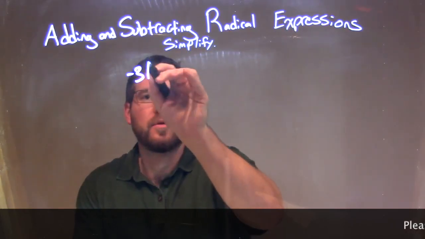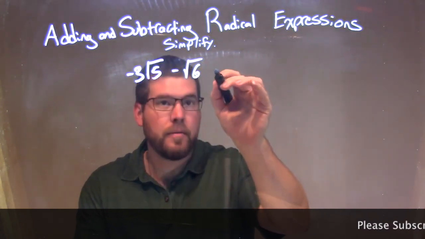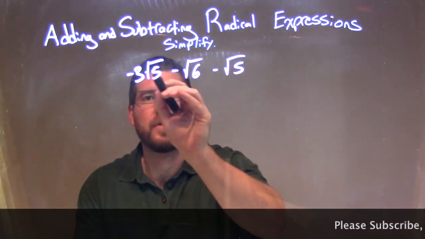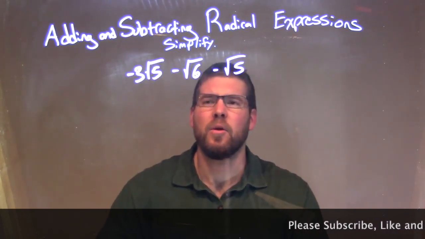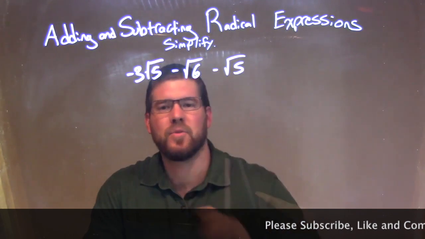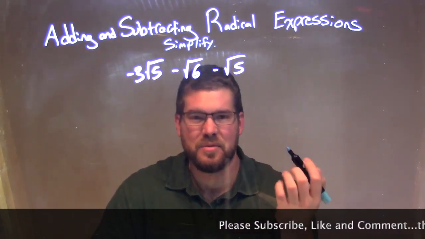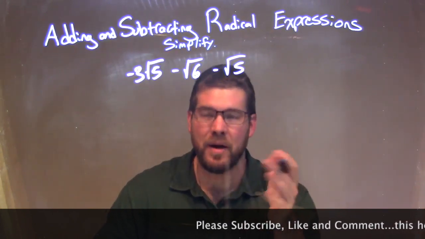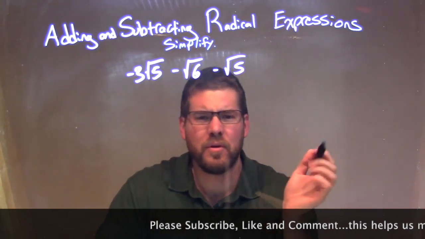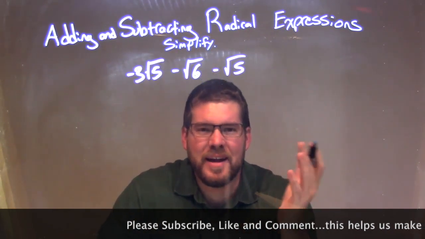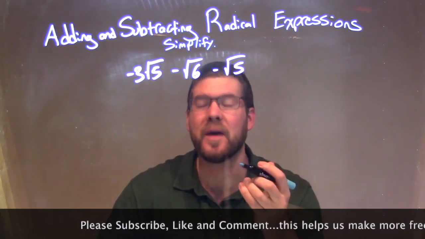Negative 3 times the square root of 5 minus the square root of 6 minus the square root of 5. Well, normally first I try to see, can I break down any of these square roots? The only one I'm maybe thinking about is the square root of 6. 6 is just 2 times 3, the only real way I can break it down. The square root of 2 and the square root of 3 don't really do anything. I can't simplify that anymore, so the square root of 6 is in its simplest form there.